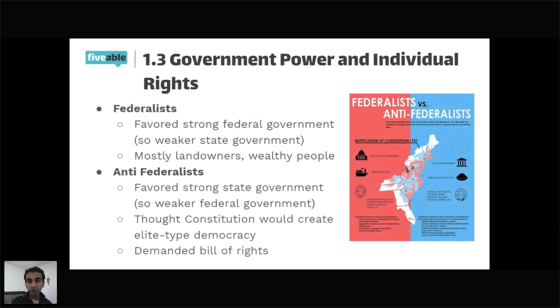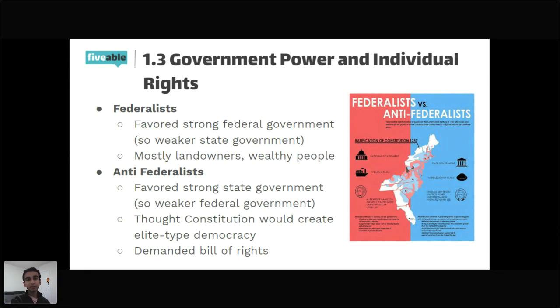They demanded a Bill of Rights, which the Federalists said would be added if they ratified the Constitution. That was kind of their compromise, which again we'll see. We have a ton of compromises in our history, some good, some not so good.